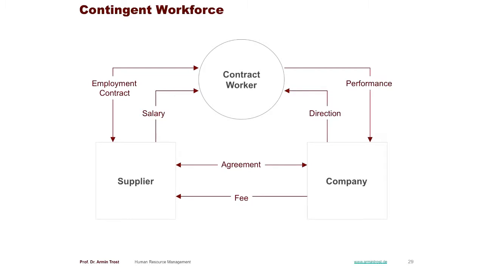What's the idea? There is a supplier on the left-hand side, and there is a company, a client on the right-hand side. There are contingent workforce agencies like Manpower. Go to their website, manpower.com. This is a typical supplier. And they employ contract workers. Yeah? They have employees.